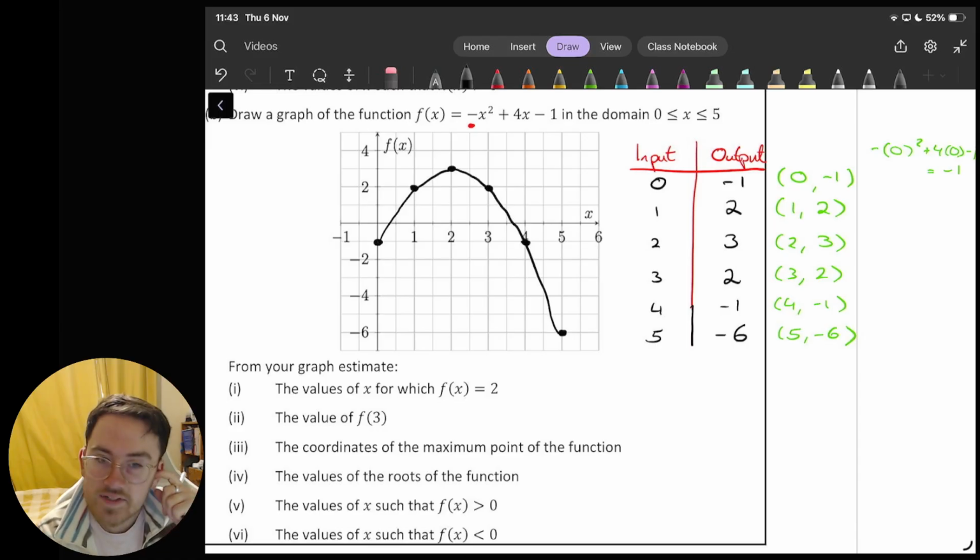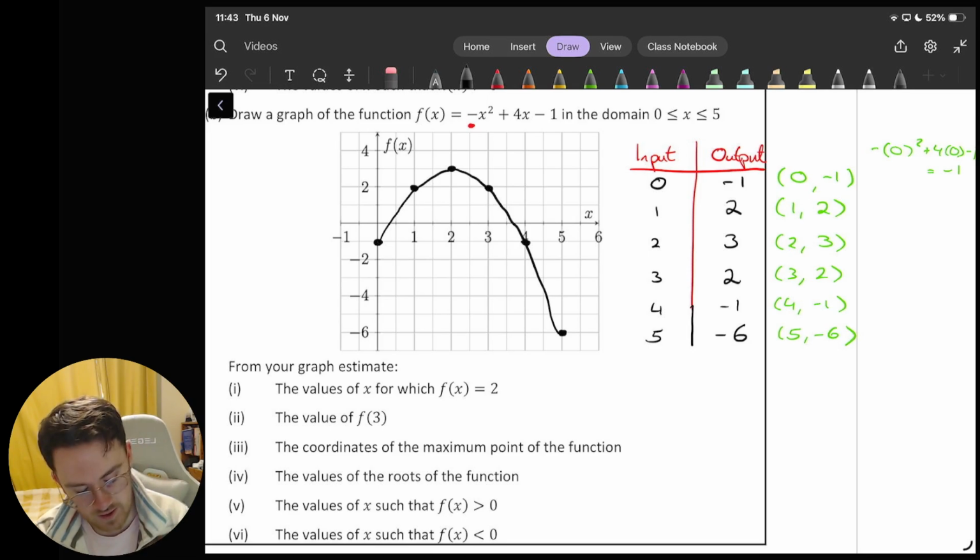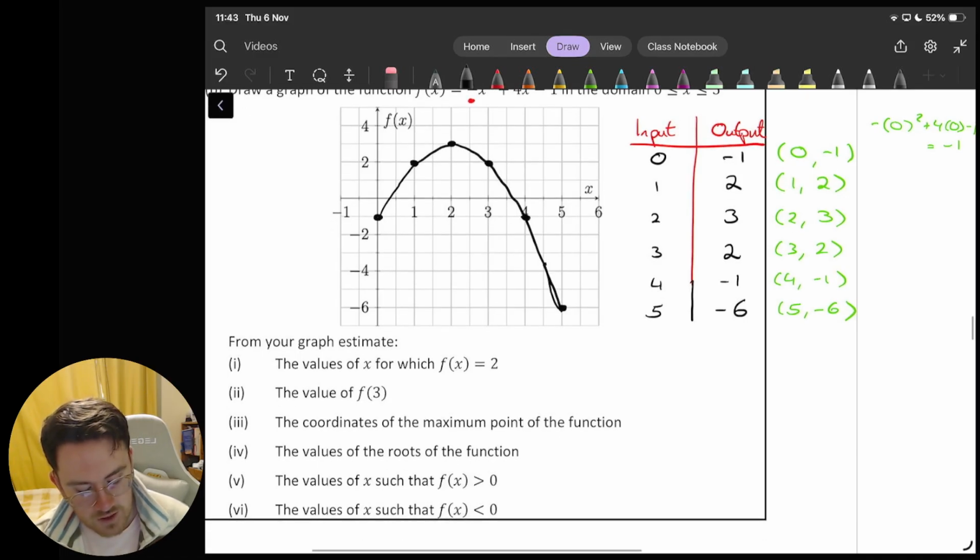And drawing our curve as nicely and as cleanly as we can there. I might have gone a little bit off at the end. Okay, so the values of x for which f of x is equal to 2. So take stock first of all. You need to ask yourself, what is this telling me? Well, I can see there x is still in the question.